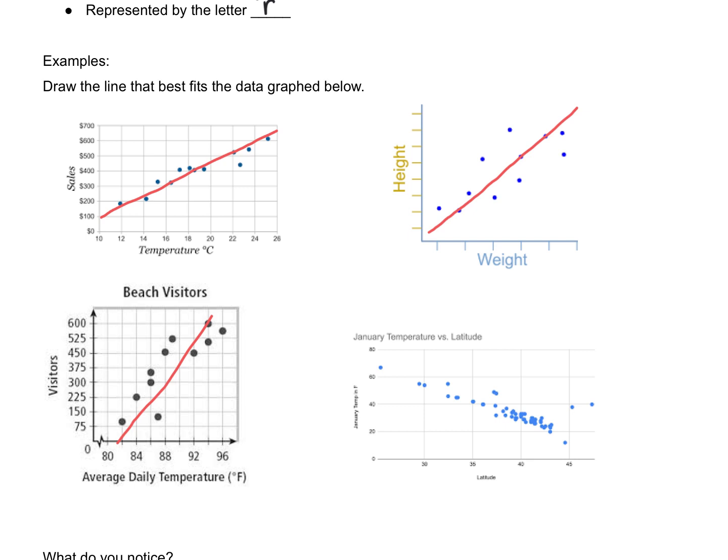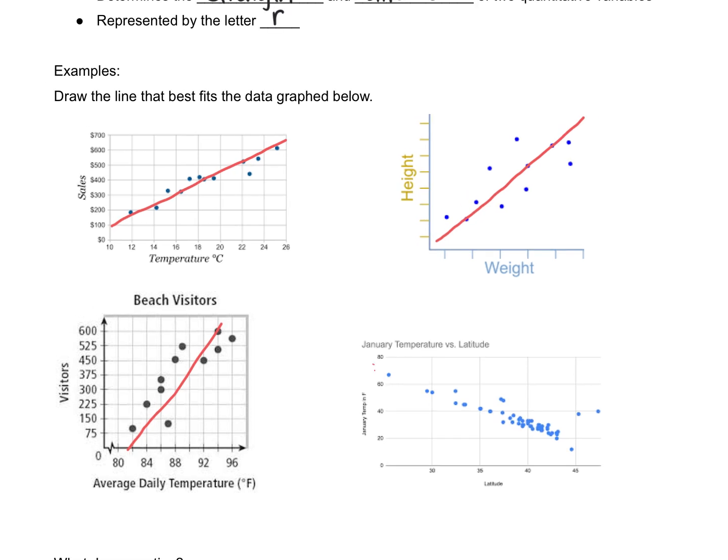And the last one here is January temperature versus latitude. This is the one example we have that is a negative relationship. It tells me as I increase my latitude, the farther you get away from the equator, the lower your January temperature, which makes sense. You're colder the farther you are away from the equator. So this is a pretty strong relationship, it looks like, but it is negative.